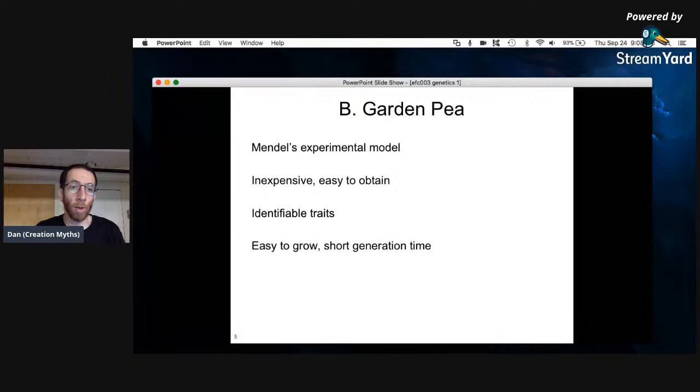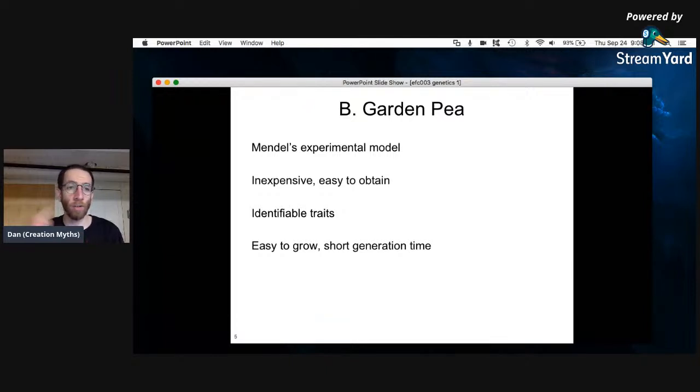So Mendel was working with the garden pea, which is very cheap, easy to obtain, has lots of traits, and we're going to see examples of that in a minute, easy to grow, and has a relatively short generation time. If I recall, I think it was about 6 weeks, or maybe 8 weeks. It's relatively short.